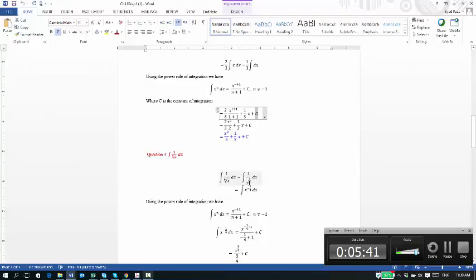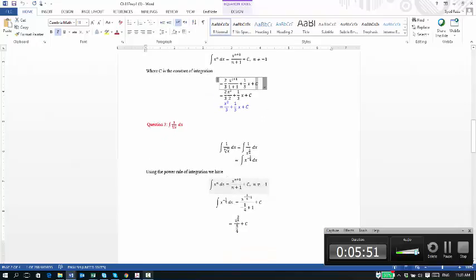So I can write it here 1 upon 4. I can bring the x up, which is negative 1 upon 4. And then I again use the power rule. But here how much is the power? Negative 1 upon 4, right? So I'm going to use this power rule. So this is negative 1 upon 4 plus 1, negative 1 upon 4 plus 1 plus c.